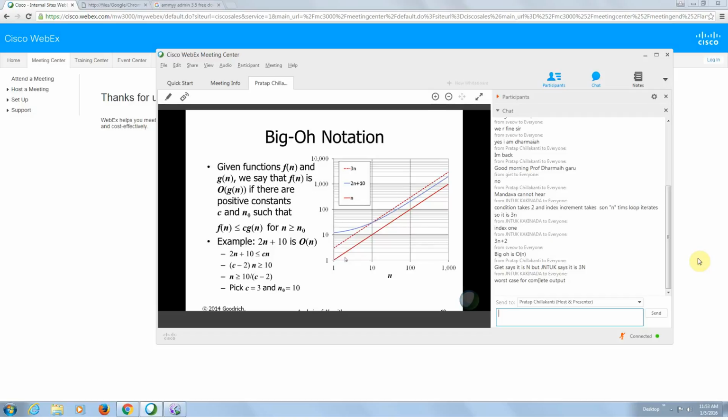Okay, so here is an example, right? 2n plus 10. What is the order of it? The order of it is order of n. Now it's very easy to say that, right? Because it should be less than or equal to c times n, where c is some kind of constant. If you solve this problem here, you would get c equal to 3 and n0 equal to 10. So when you plug in those values, you see that at that point this equation is satisfied.